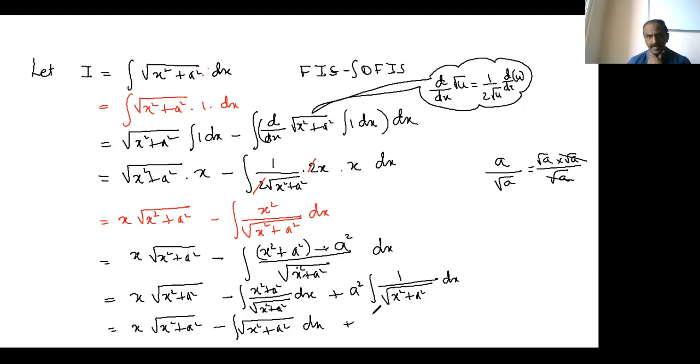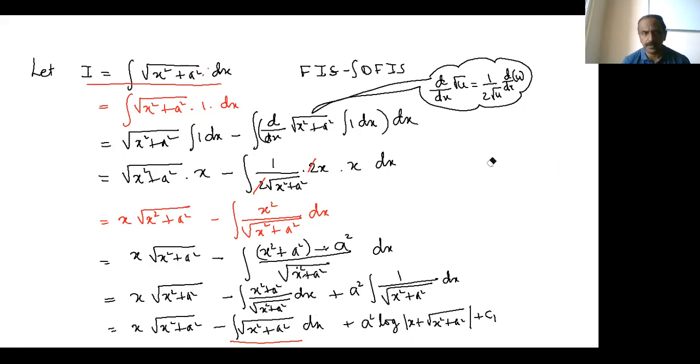Plus, this is a direct formula: a square log of modulus x plus root of x square plus a square plus c1. Again, like last time, the c1 is going to change. Now this is nothing but I, the same as the question. You can see the same thing over here, so I can replace this by I. My next step, I don't have space to write here, so I'll just put a line here.